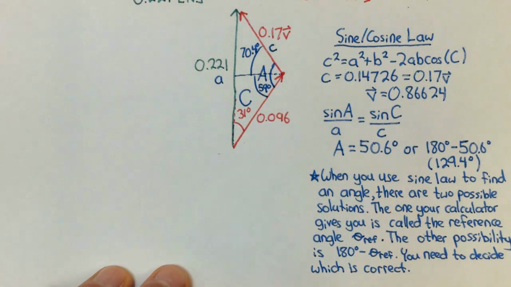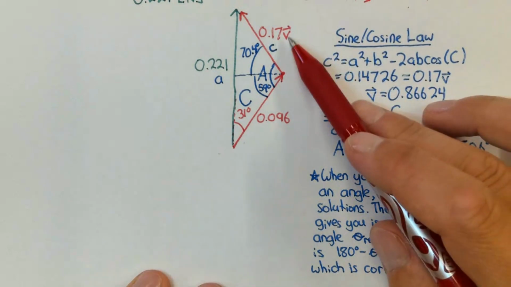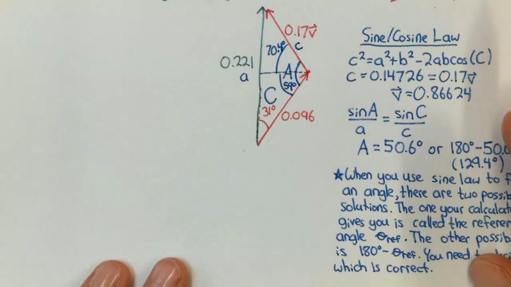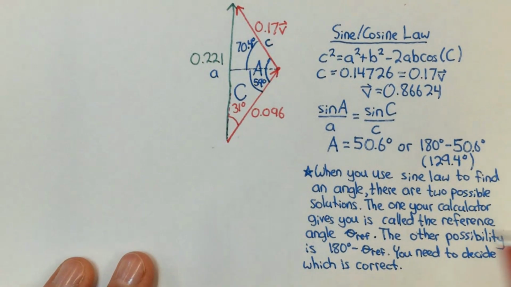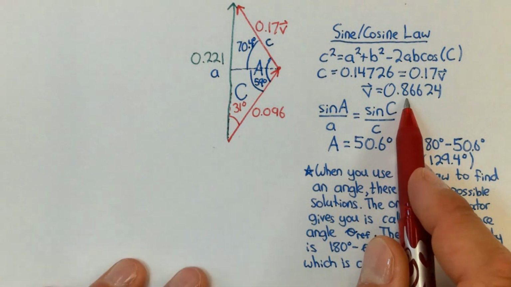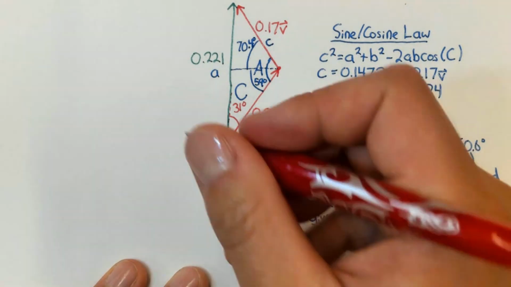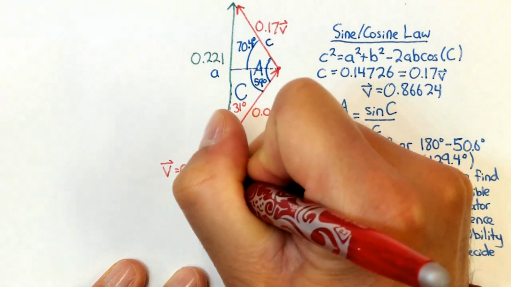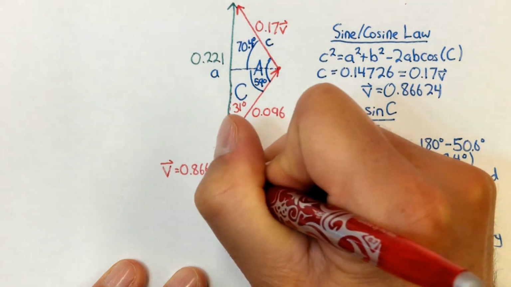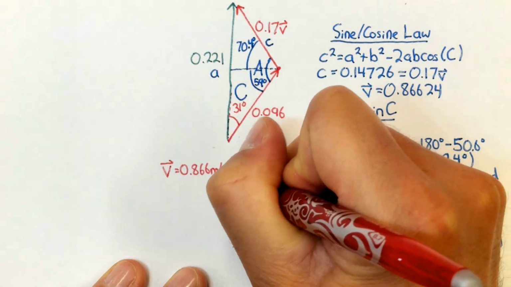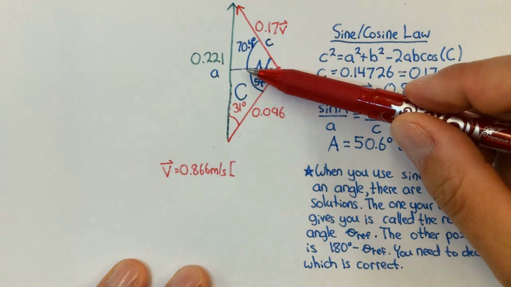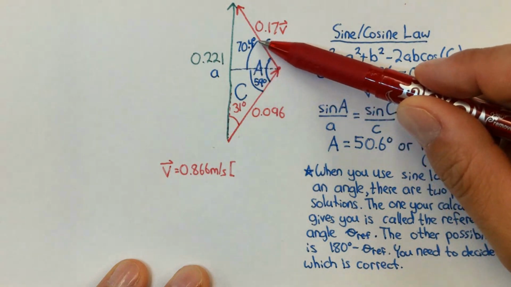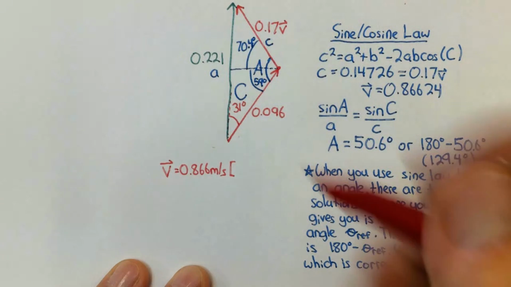So, my final answer for B, the velocity of the cue ball after the collision, is going to be 0.866 meters per second at a direction of 70.4 degrees north of west.